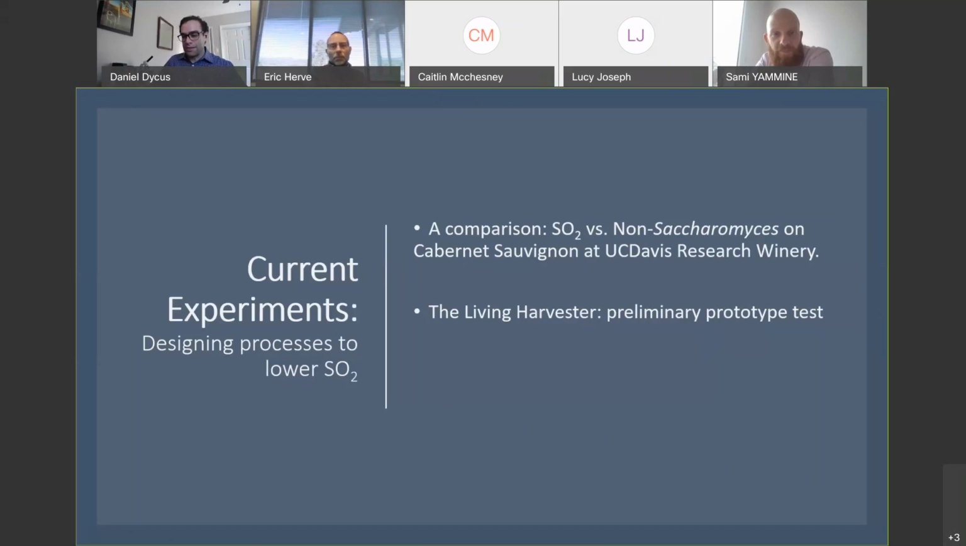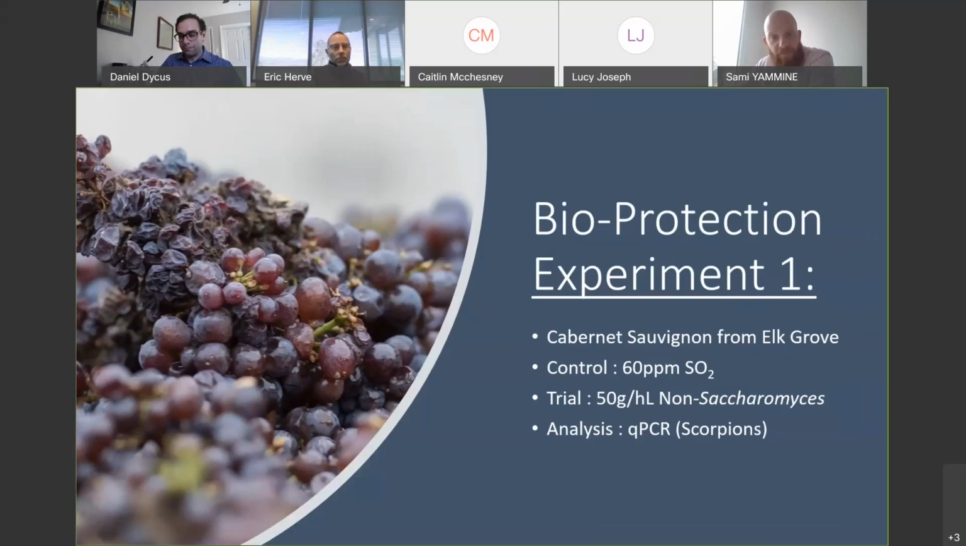bioreactors at UCD. We had 6 bioreactors, 2 triplicates, and in one group we had a 60 ppm add of sulfur, and then in the other group we had a blend of non-Saccharomyces yeast, including Metschnikowia and Torulaspora. The control was 60 ppm of sulfur, which is pretty common, what you would normally see. And then the trial was 50 grams per hectoliter of non-Saccharomyces.